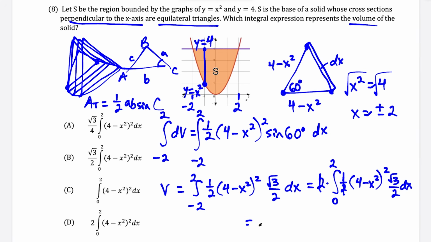So then all we're left with here, our final answer, we have square root 3 over 2. That's the only constant left. And then we have times the integral from 0 to 2 of 4 minus x squared dx. And now we scan the answer choices and notice that this is going to match up with choice B.